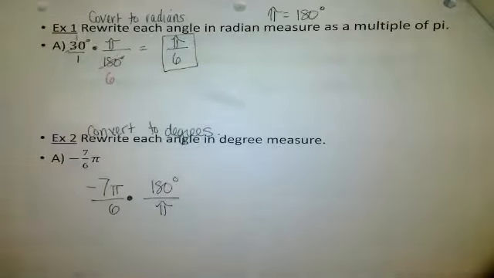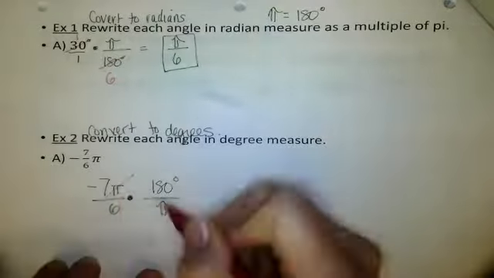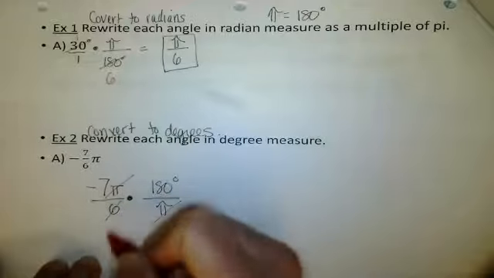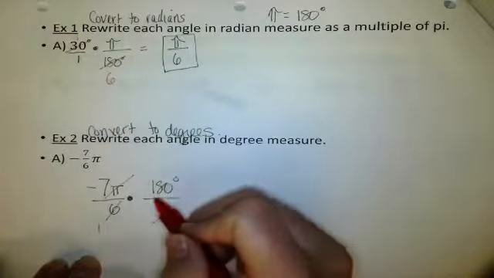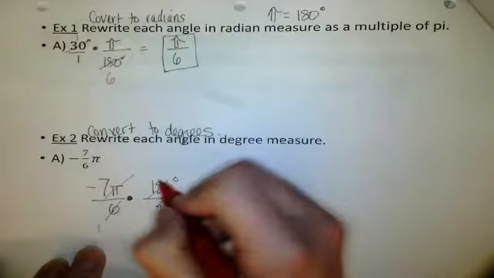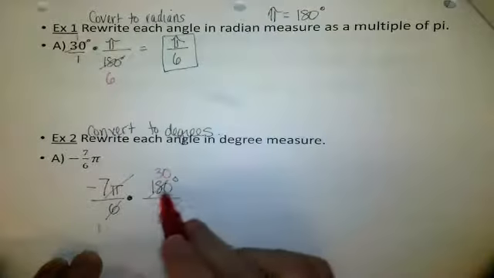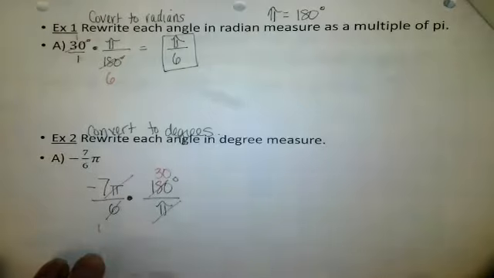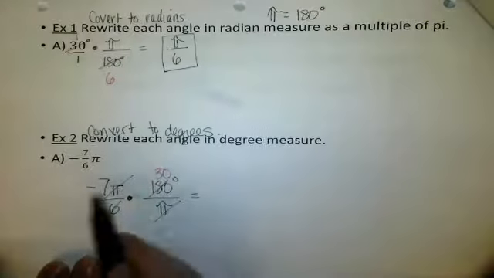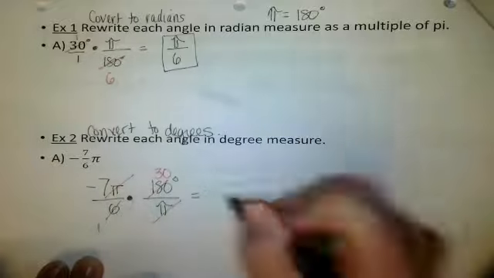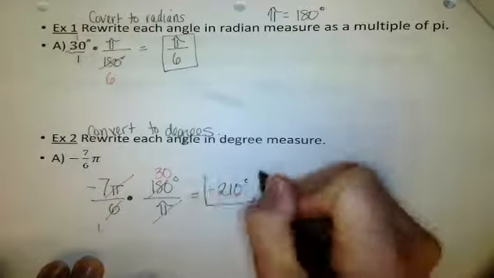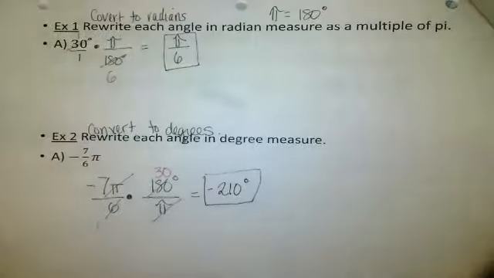Again, we can do some fancy canceling here. Pi on top and pi on bottom reduce. 6 goes into 6 one time. How many times does 6 go into 18? 3 with a 0, yeah, 30. 6 goes into 180 30 times. Lovely cross-reducing. And then we can just multiply. Negative 7 times 30 is negative 210 degrees. Just 1's on the bottom.